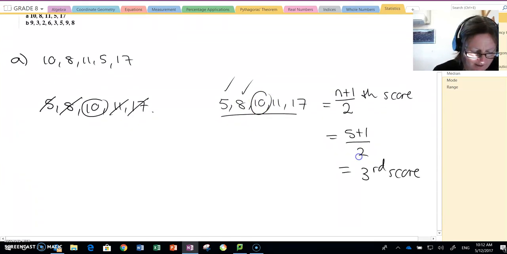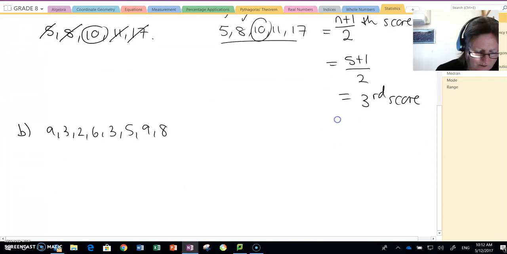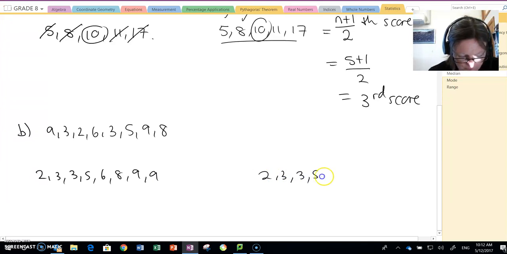Let's look at the second example. So the second example, our scores are 9, 3, 2, 6, 3, 5, 9, 8. Both methods, the scores need to be put in order. So let's put them in order. 2, 3, 3, 5, 6, 8, 9, 9. I'll do that again over here because we're going to do both methods.